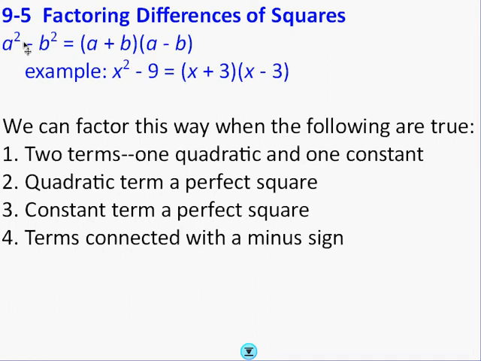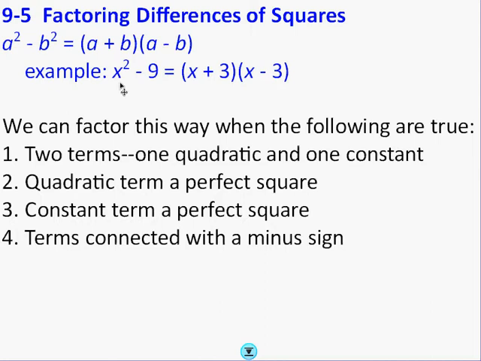Okay, today's lesson is on factoring differences of squares. Hopefully through the activity we've just done, you've discovered this, that a squared minus b squared can be factored as the product of a plus b times a minus b. A very simple example would be x squared minus 9.